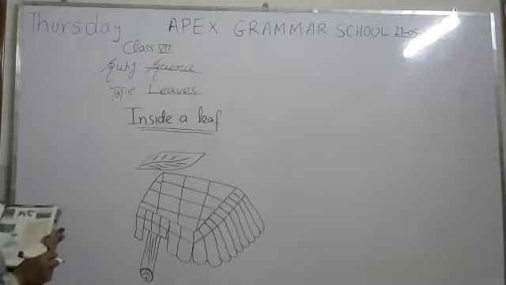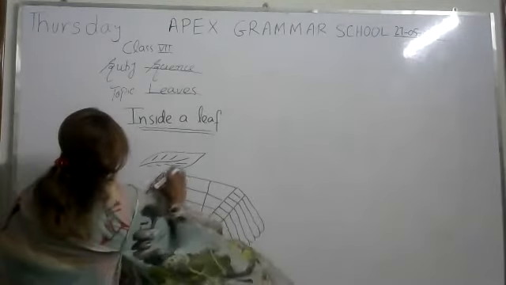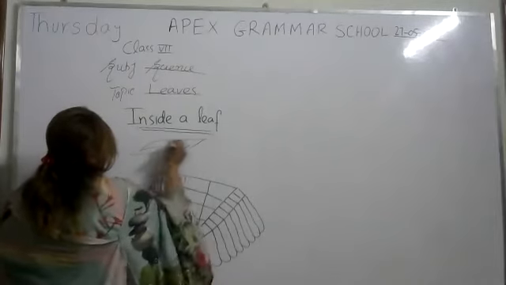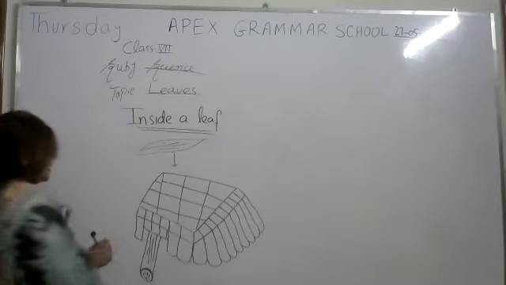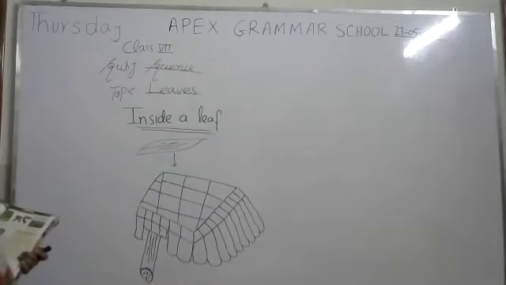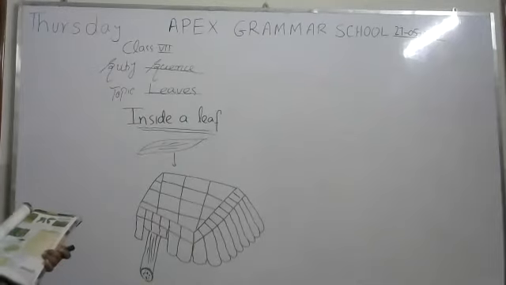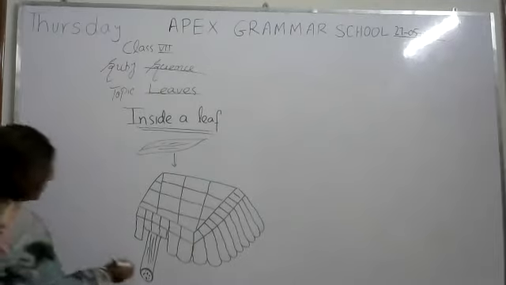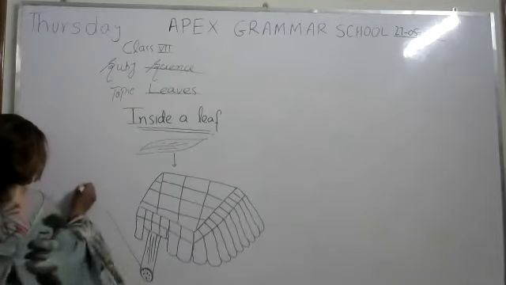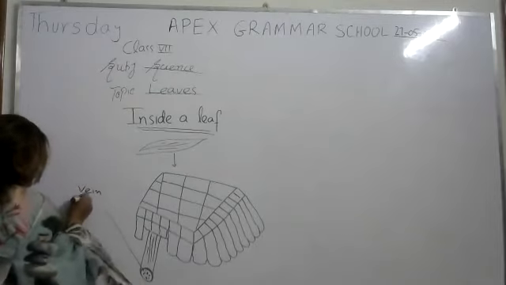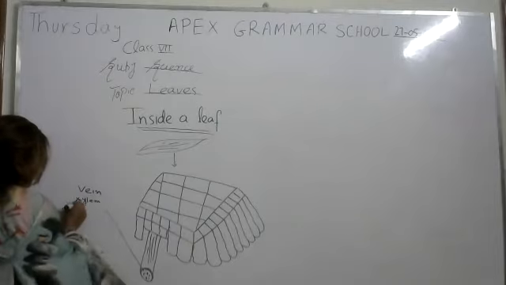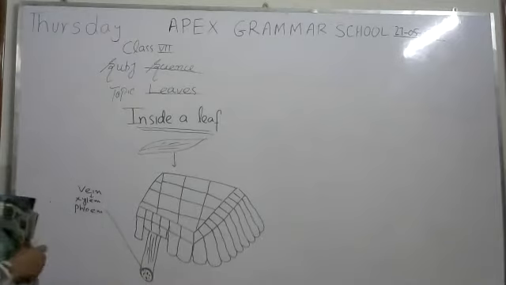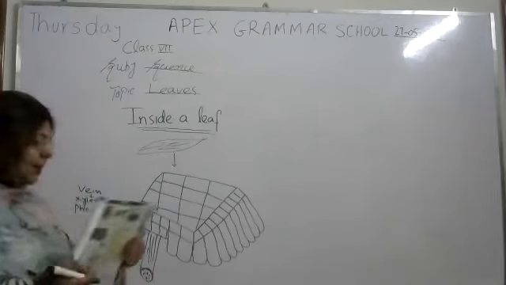Inside the structure of a leaf, we can see a vein. A vein is made up of xylem to carry water into the leaf and phloem to carry sugar out. So these are a vein, which has xylem and phloem inside it. And what is the function of this xylem? It carries water and gives it to the leaf.